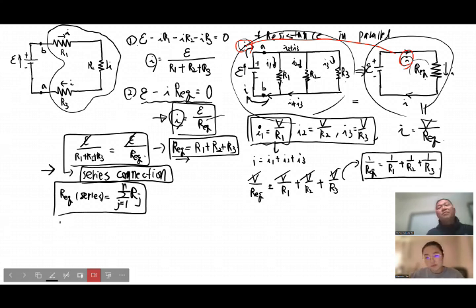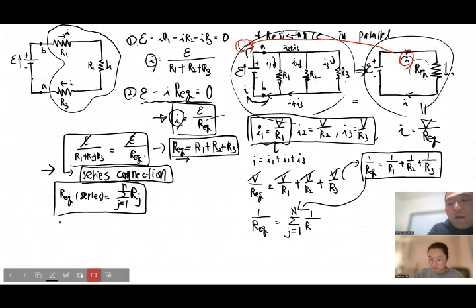So if you have multiple resistors connected to the battery in parallel connection, then the total resistance of the system should be the summation of the inverses of the individual resistors. If you generalize this relationship to the more general case, then 1 over R equivalent is the summation, sigma, J from 1 to N, of 1 over R J. Okay, so you see the difference between the parallel connection and the series connection.